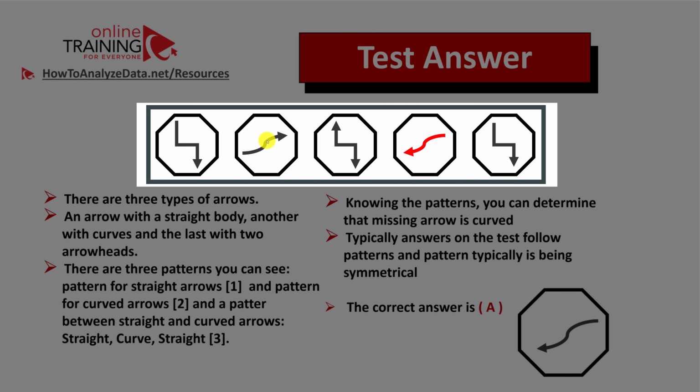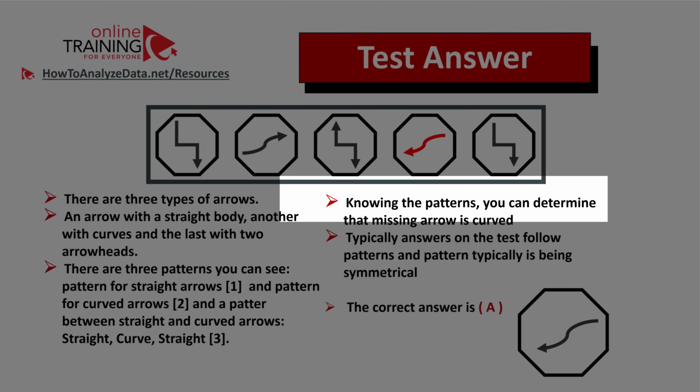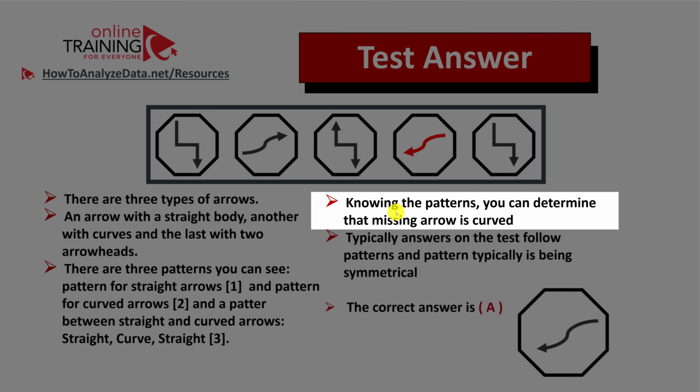And then we have a pattern for curved arrows. You see that shapes 2 and 4 contain curved arrows. And then you also see the pattern of straight arrows going down in the first and in the 5th shape. Now, knowing the patterns, you can determine that the missing arrow is curved.